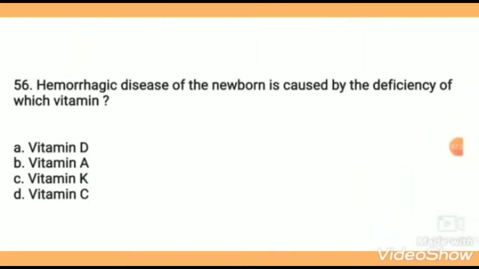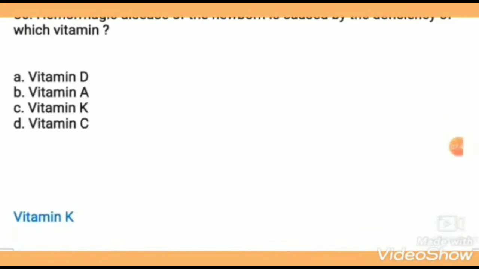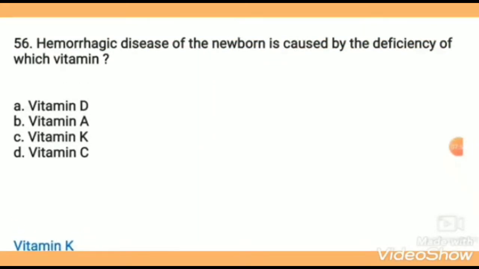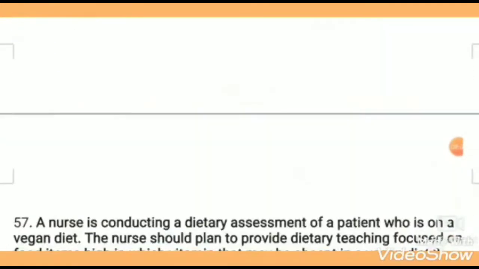Hemorrhagic disease of the newborn is caused by the deficiency of which vitamin? Vitamin D, vitamin A, vitamin K, or vitamin C? So, the correct answer, hemorrhagic disease of the newborn is caused by the deficiency of vitamin K. Vitamin K prevents bleeding and helps in blood clotting. Next question.